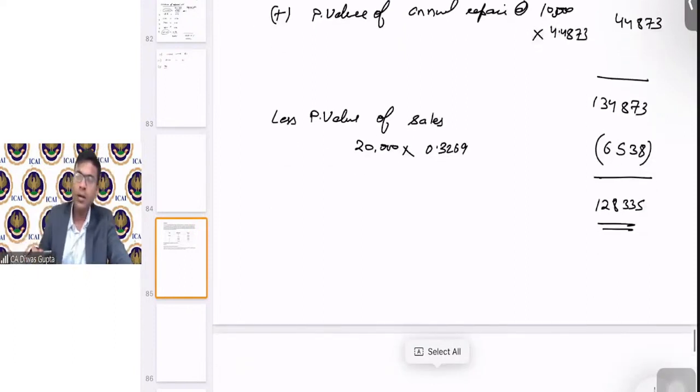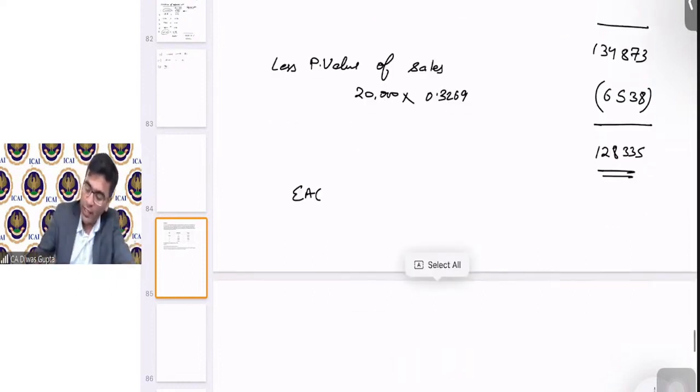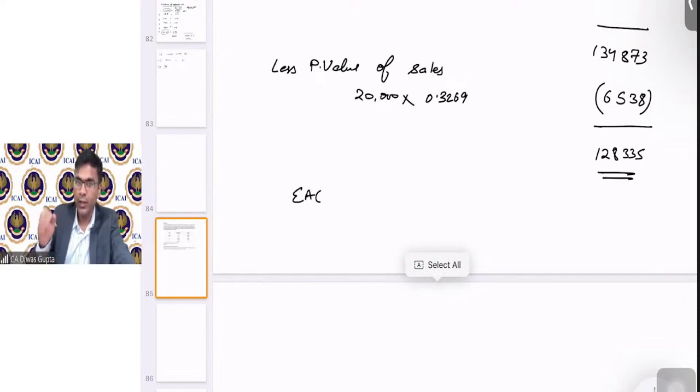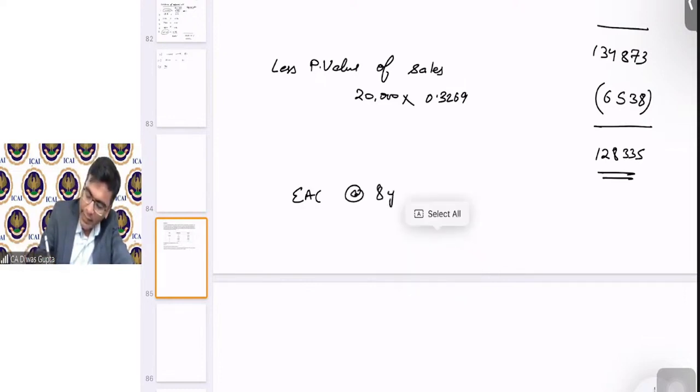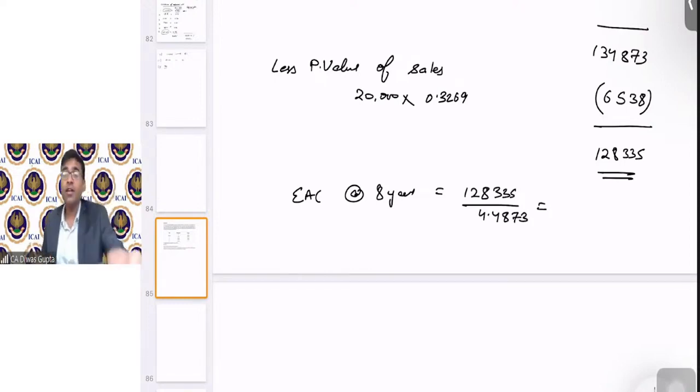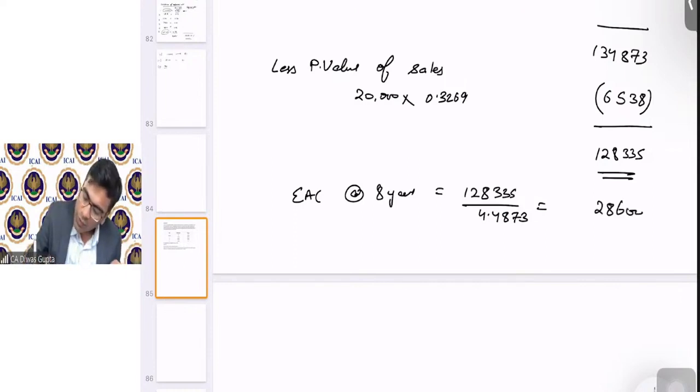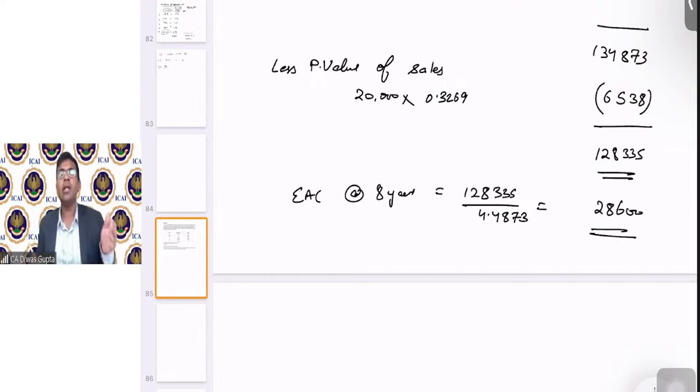So students, this is the cost of 8 years, right? If you want to convert this into annual cost, the EAC for 8 years will be 128,335 divided by 4.4873. Why we are doing this is we have to arrive at the yearly equivalent amount so that it can be used in the comparison with the existing machine. So 28,600 is the yearly equivalent amount on account of the upgrade to the new machine. Okay.